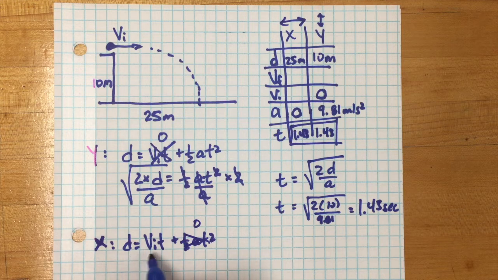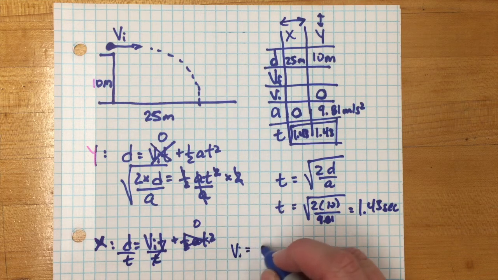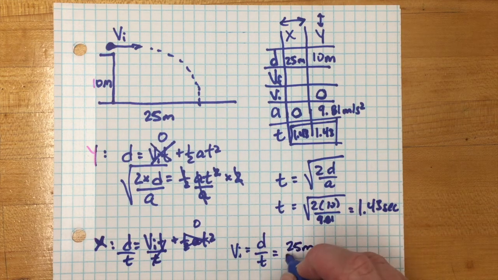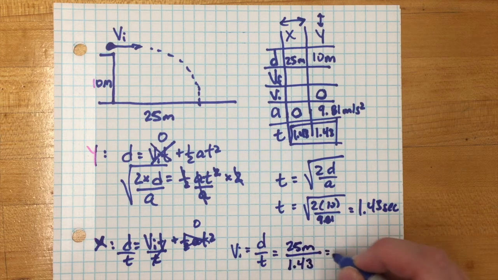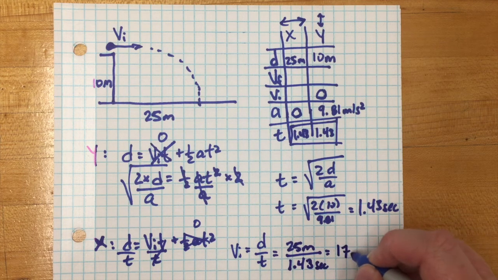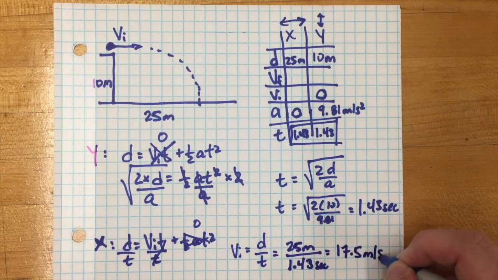So I have D equals VIT. Well, to solve for the VI, I'm going to divide both sides by t. So I have VI in the x direction equals D over t. In this case, the distance in the x direction is 25 meters. And the time, the same as in the y, is 1.43 seconds. And we end with 17.5 meters per second.